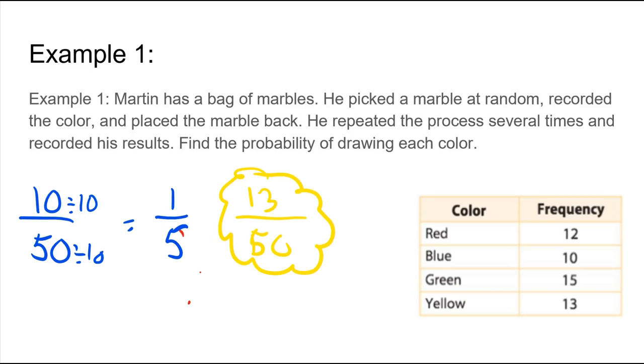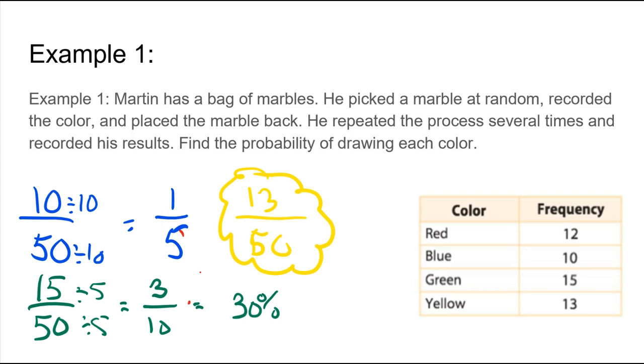And last we have green, and we pulled a green marble out 15 times out of 50, and we can simplify that by dividing 5 into each of them. 5 goes into 15 3 times, 5 goes into 50 10 times, so we can say there is a 3 out of 10 chance, or a 30% chance, or a 0.3 chance of pulling a green marble.